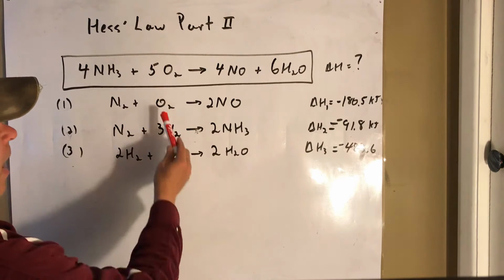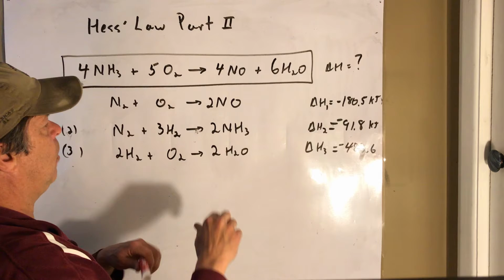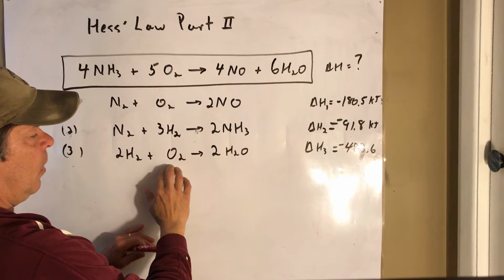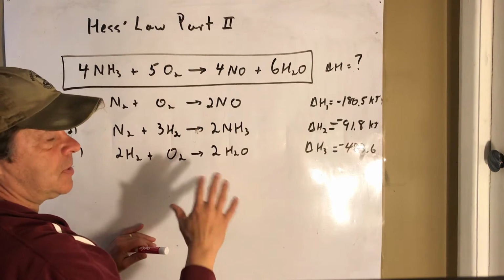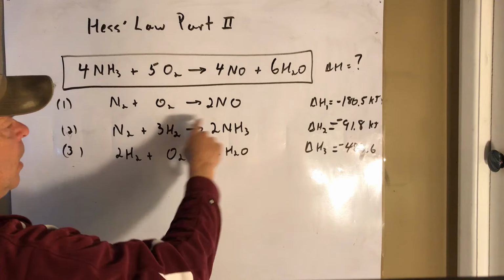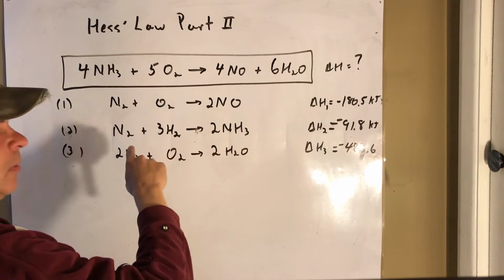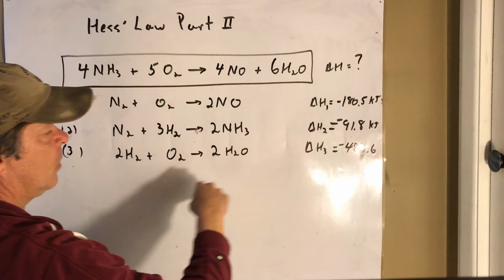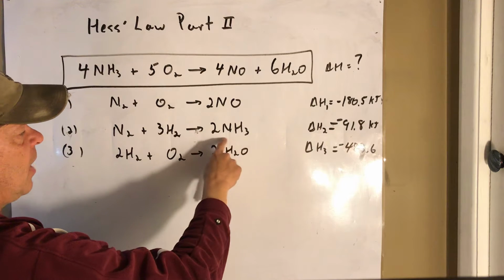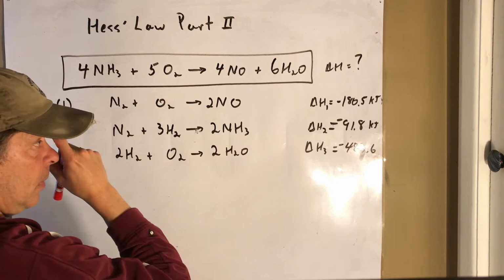1 and 3 both have oxygen, so I would stay away from one. I would stay away from simply multiplying this by 5, because we're going to have to account for that oxygen. So those oxygens will work out on their own. If you think about equation 1, there's 2 NOs here and 4 there, so we can simply multiply equation 1 by 2. If you think about this one here, these NH3s, they're a product, so we could flip that and multiply by 2.